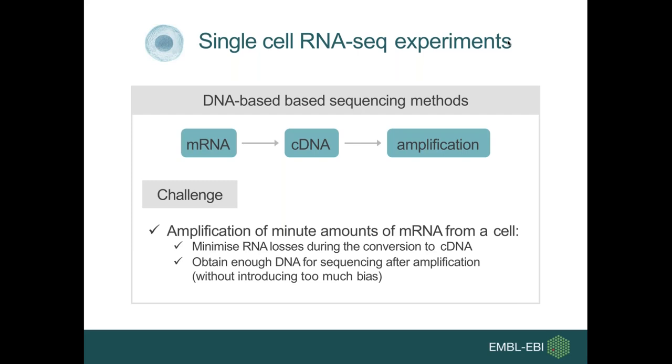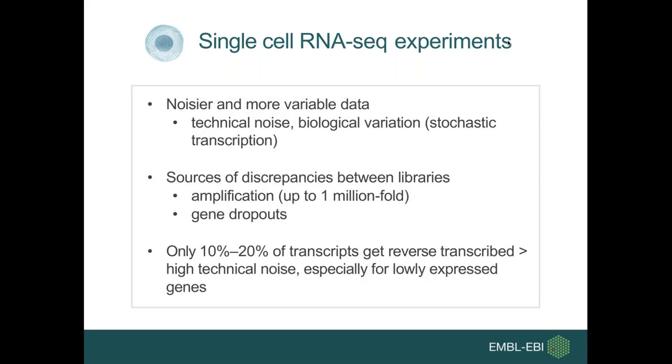However, there are a number of challenges with single cell transcriptomic profiling experiments. One of them is due to the simple fact that most current sequencing methods are DNA based, which requires conversion of mRNA to cDNA, which then needs to be amplified quite a lot to gain sufficient amounts for effective sequencing reactions. Now, in the case of single cell sequencing, we are starting with absolutely minute amounts of mRNA from each cell. What we need to do is minimize the RNA losses during the conversion to cDNA, but also at the same time obtain enough DNA for sequencing without introducing too much bias. So that is actually quite a tricky proposition.